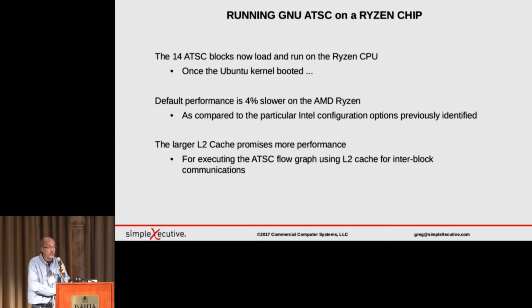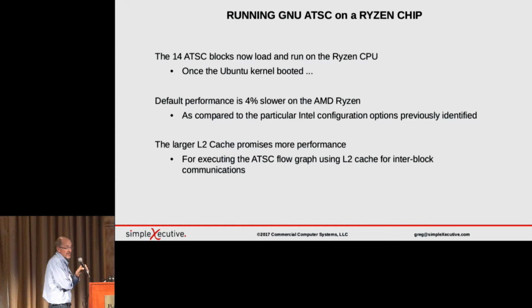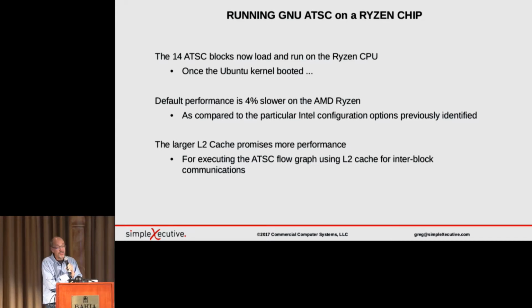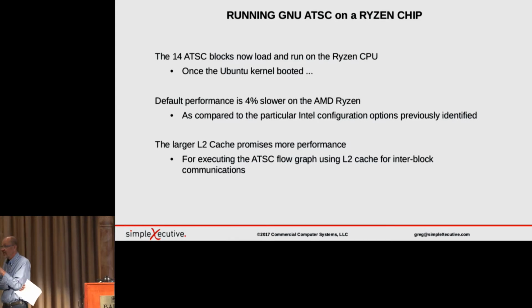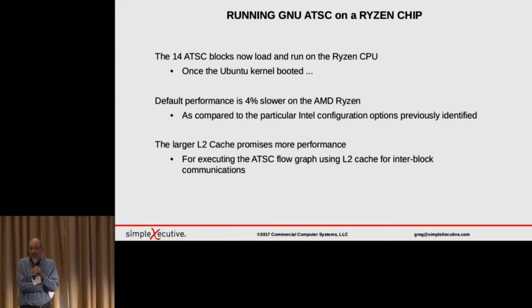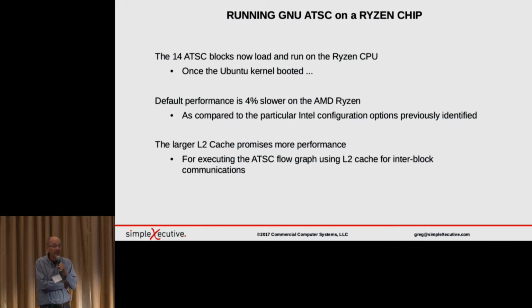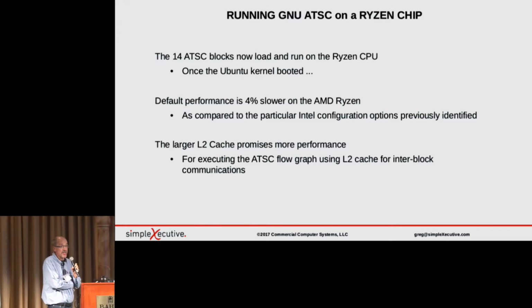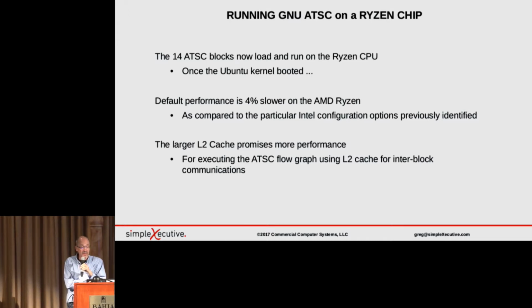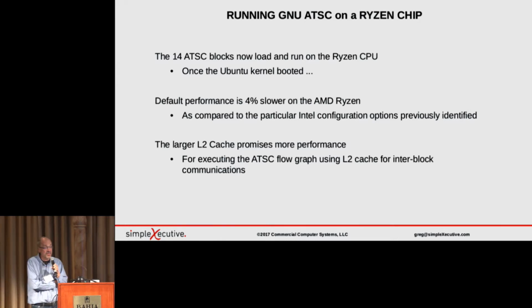Okay, conclusions a little bit. We do have the blocks running on the AMD chip. The default performance is 4% slower on the Ryzen. I think this is really due more to the lack of up-to-date operating system support. I'm suspicious that thread allocation isn't as optimal as it could be. The L2 cache does promise more support than I think we're seeing.